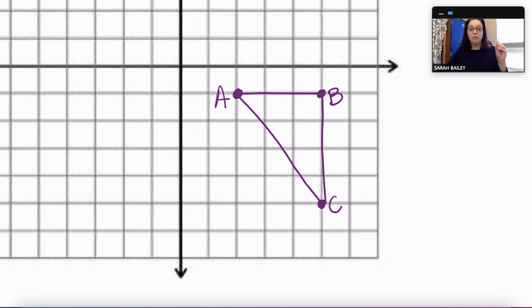Well, side AB is a horizontal line. That's 1, 2, 3 units. Side BC is a vertical line, so we can count that one. 1, 2, 3, 4 units. Now I need to find the length of side AC.